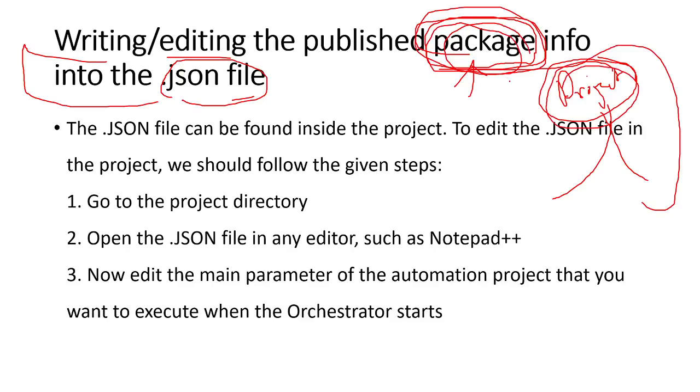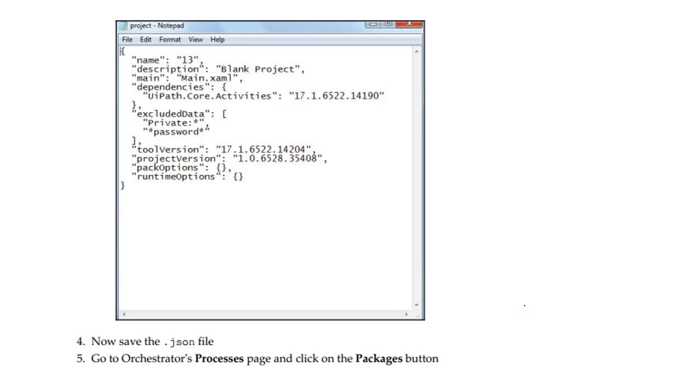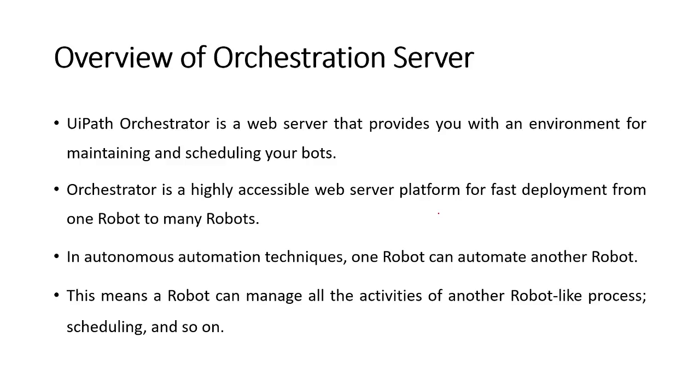So once the project has been uploaded, either automatically or manually, to the orchestrator server, it will be called a package. Once it becomes a package, if you want to do any configuration, then you have to edit the JSON file. We also learned how to do this and what steps have to be followed by the RPA developer in the last class, right? So remember, this is only a subset. It is not the complete content of the JSON file, right?